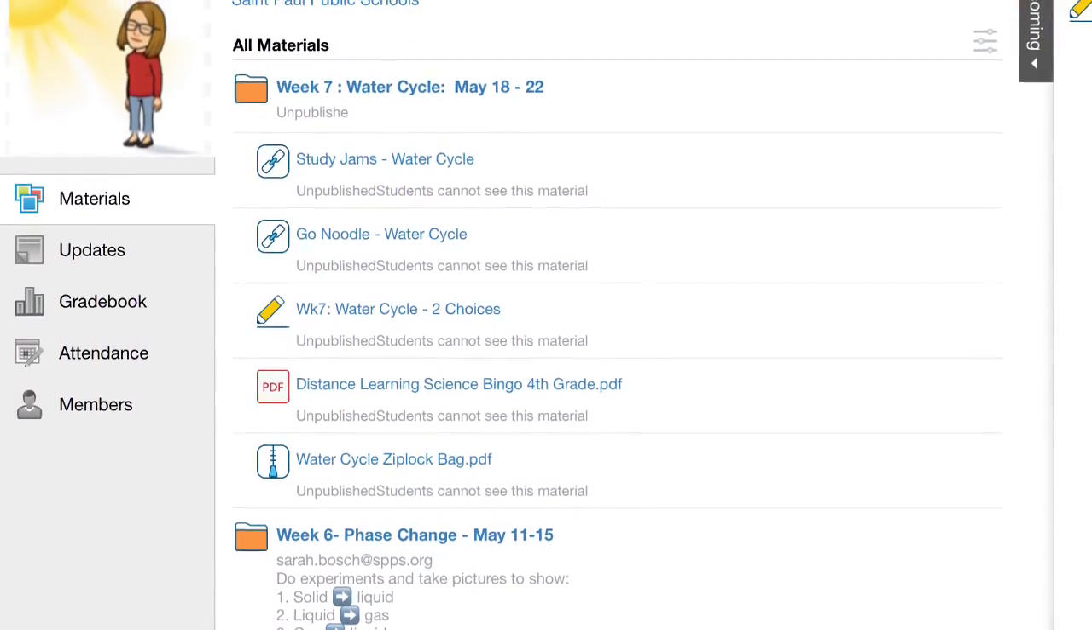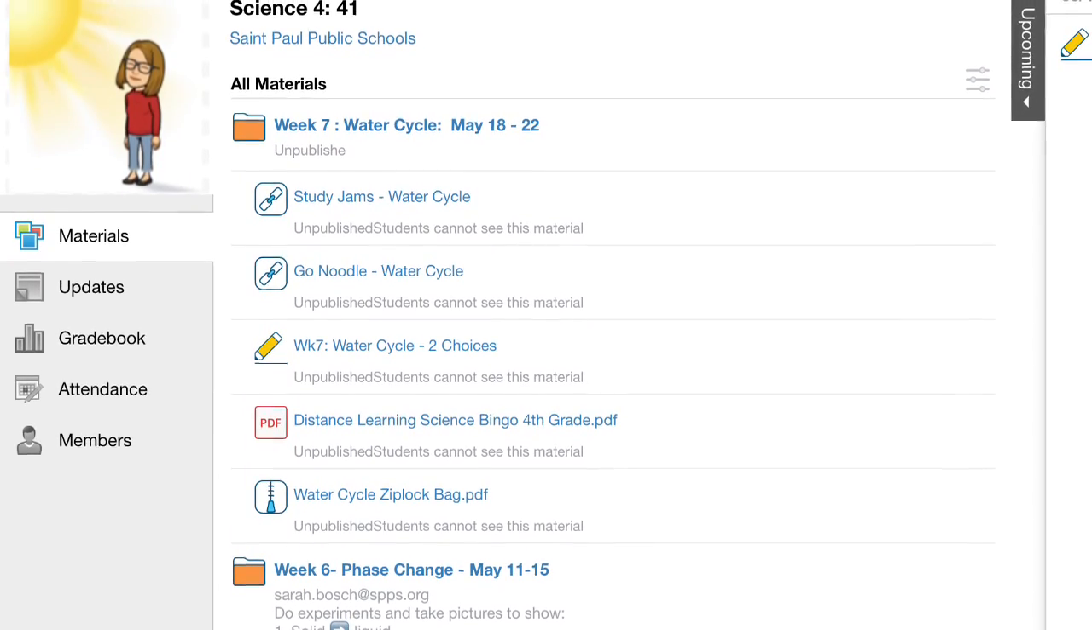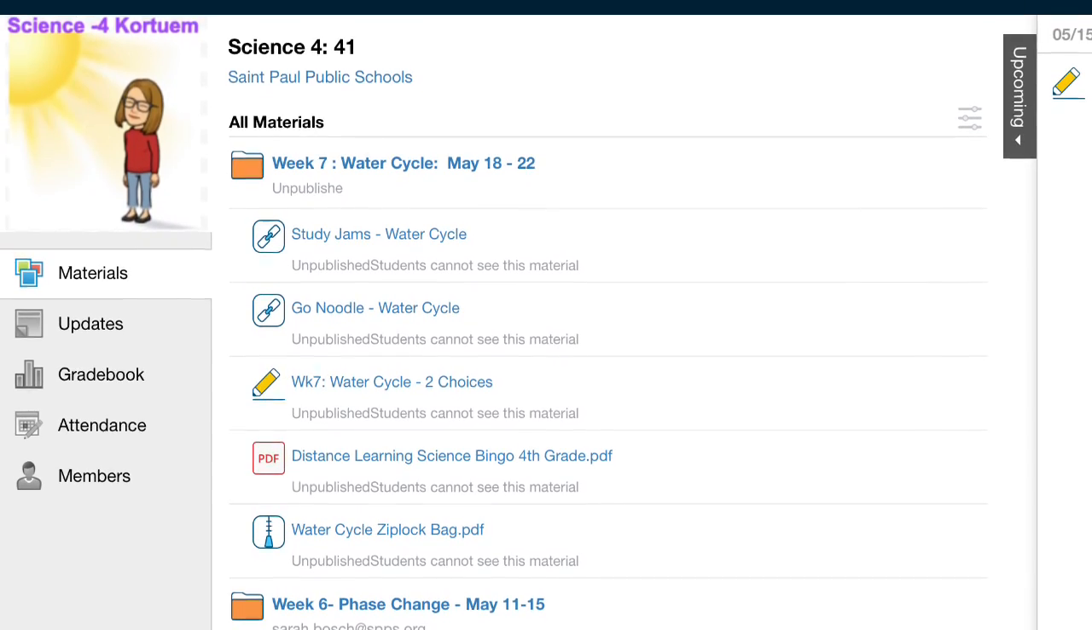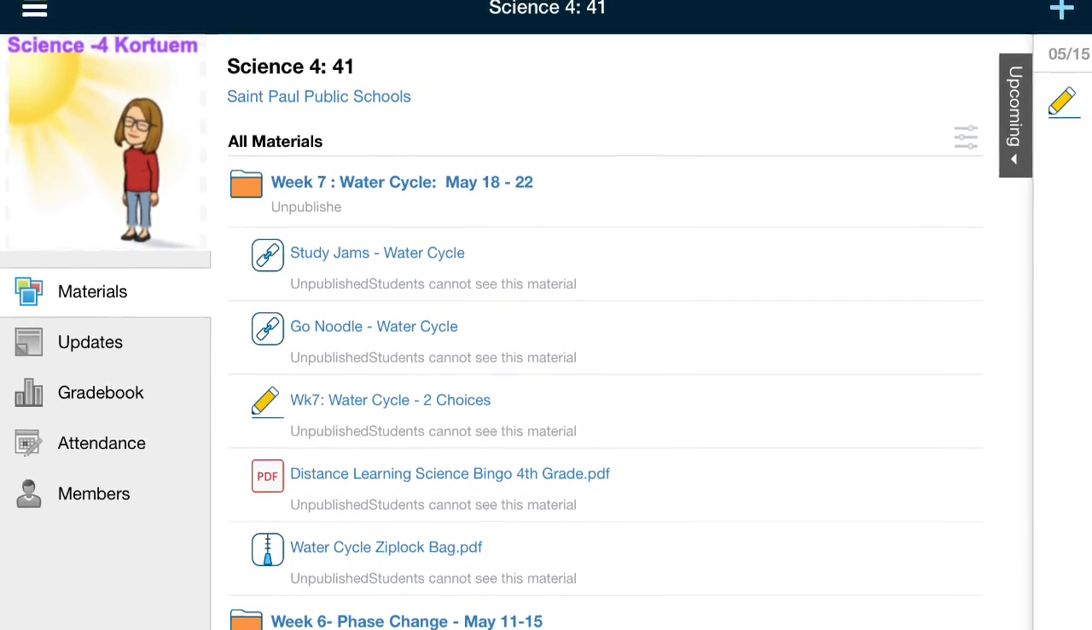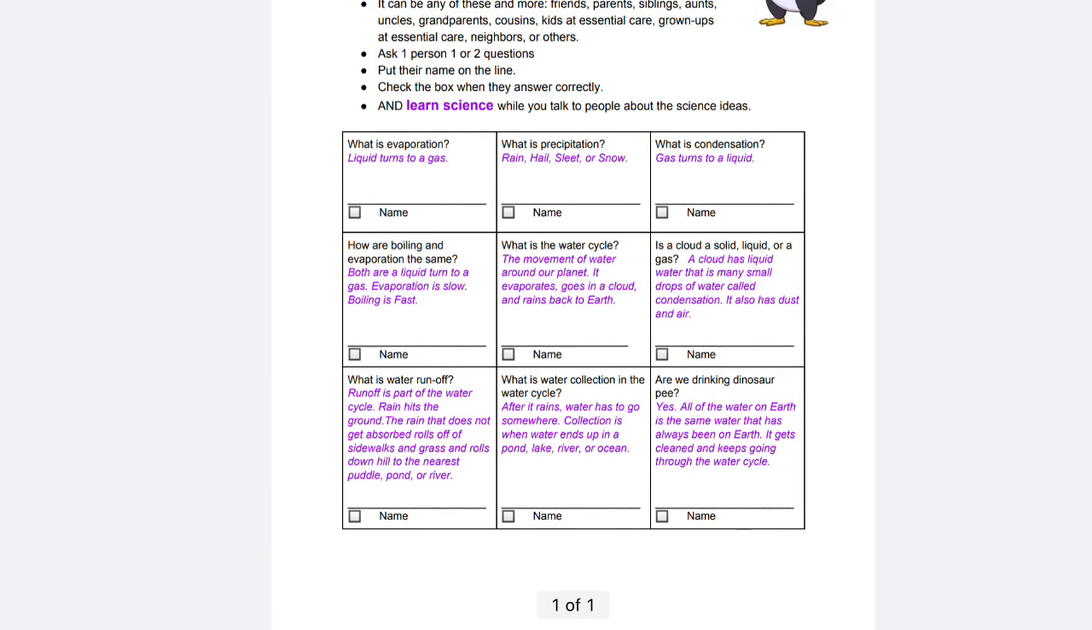Remember, you have a choice. So one choice is the water cycle bag in a video. The other choice is called a bingo board. It's not really a bingo board though. For this board, you have to fill in every square, all 9. Your job is actually to pick up a phone and call some people or talk to people you see from a safe distance. You are going to ask other grown-ups these questions.